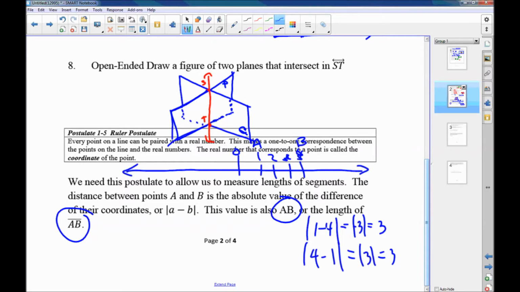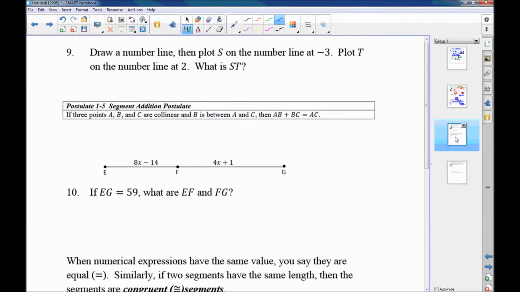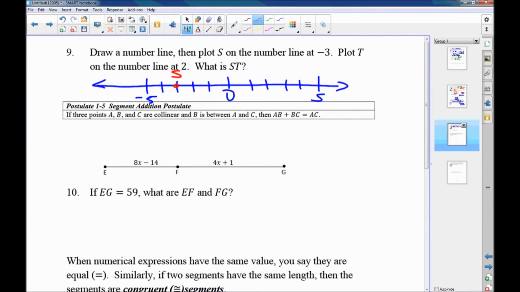Okay, all right, let's flip it over. Draw a number line and then plot S on the number line at -3 and plot T on the number line at 2. All right, so here's 0, 1, 2, 3, 4, 5, and 1, 2, 3, 4, -5. We're supposed to put S at -3. So there's S, and we're supposed to put T at 2. What is ST? So ST is not a line segment, it's the length of that line segment. So if I count this out, 1, 2, 3, 4, 5. So this is easy, this is 5.